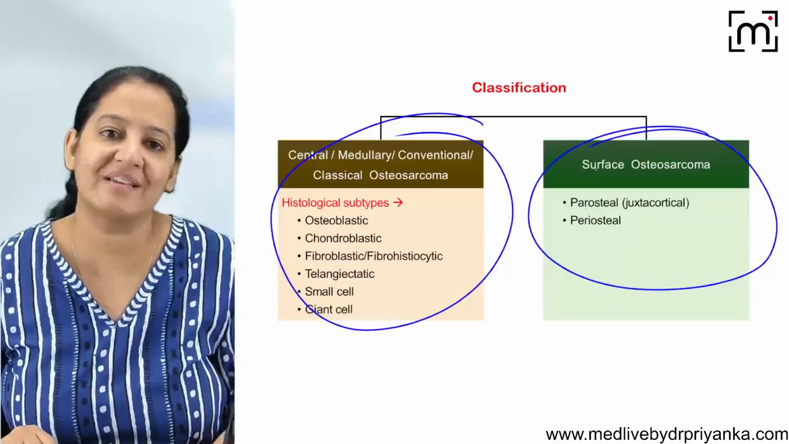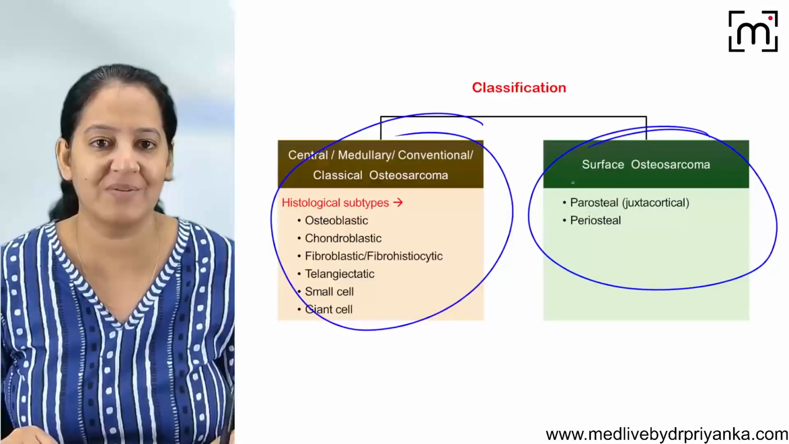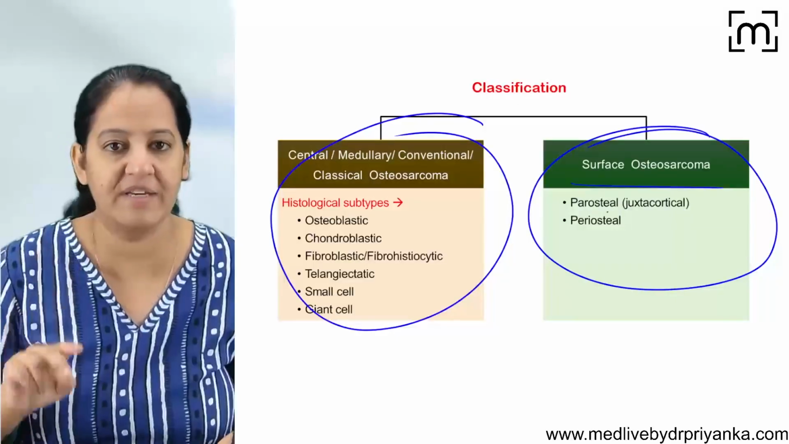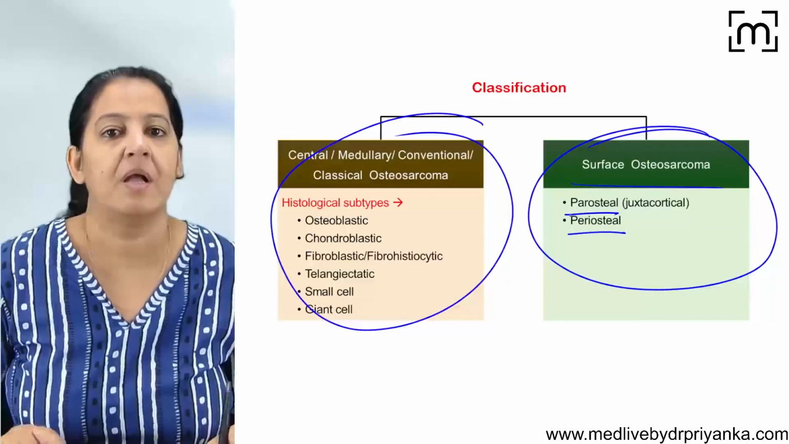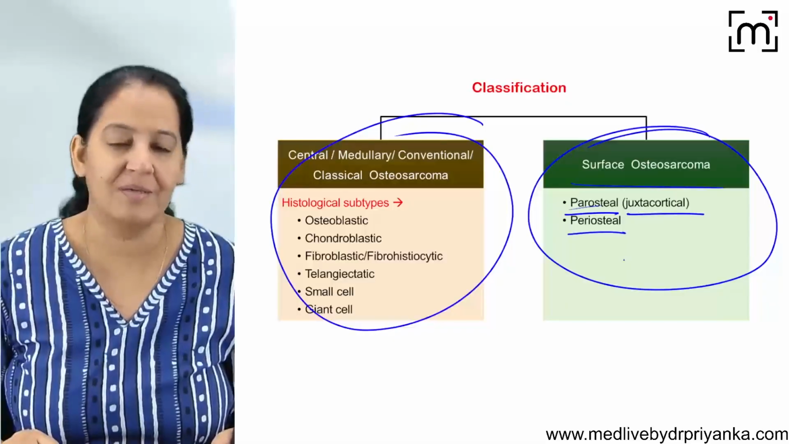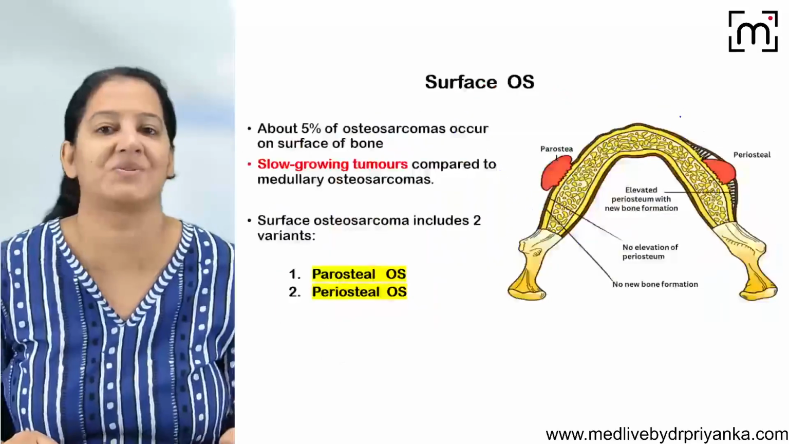And now we are coming to surface osteosarcoma. As I told you, surface osteosarcoma are of two types. We will discuss both in detail: parosteal and periosteal. Parosteal is also known as juxtacortical. So let's start surface osteosarcoma.